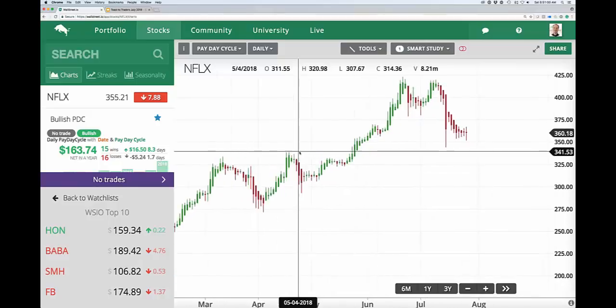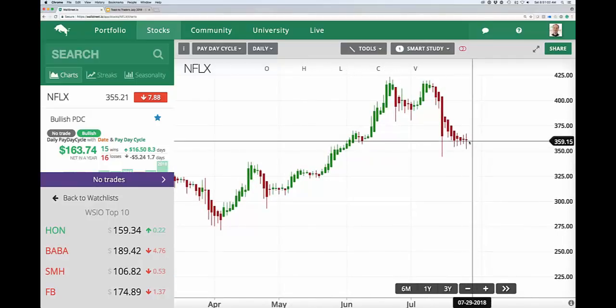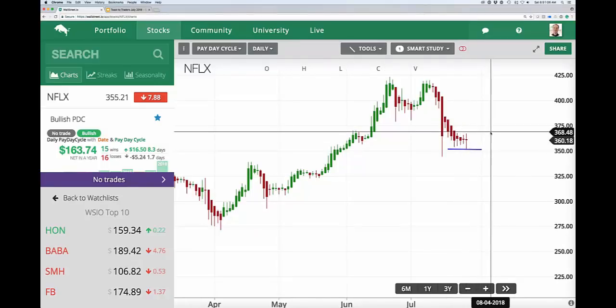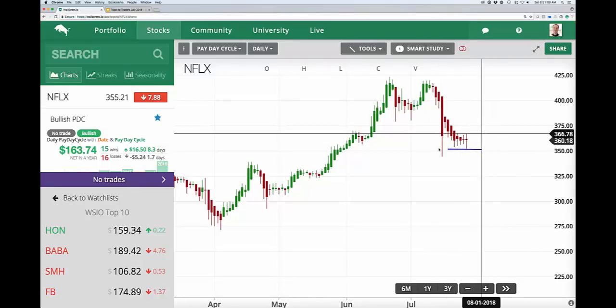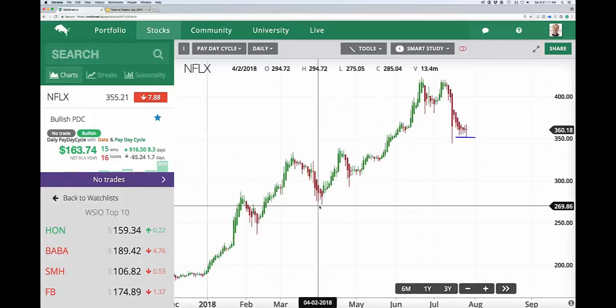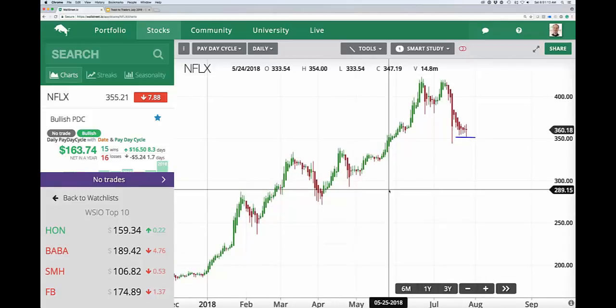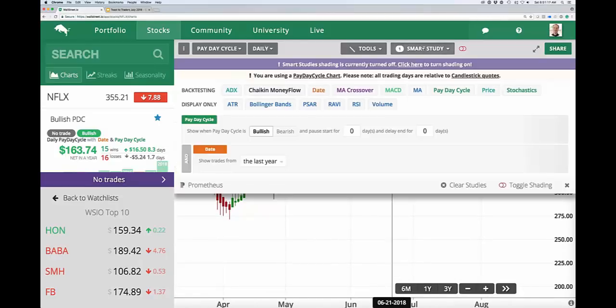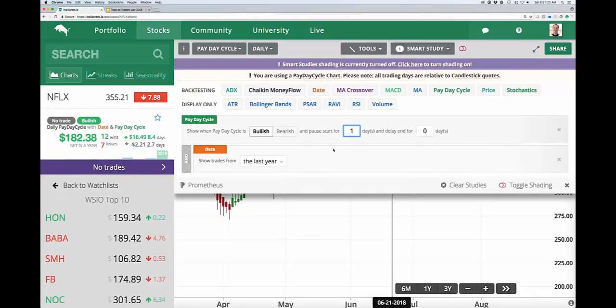So for Netflix, here's what I'm thinking. If we can hold 350 and start a new bullish payday cycle in August, I think we have a pretty good setup. Now, Netflix is interesting. There are many times where you start to get a good setup and you get a pump fake. So what I like to do on Netflix, rather than getting it on the first green one, is delay this for 1 day and check out what that does to our ROI.